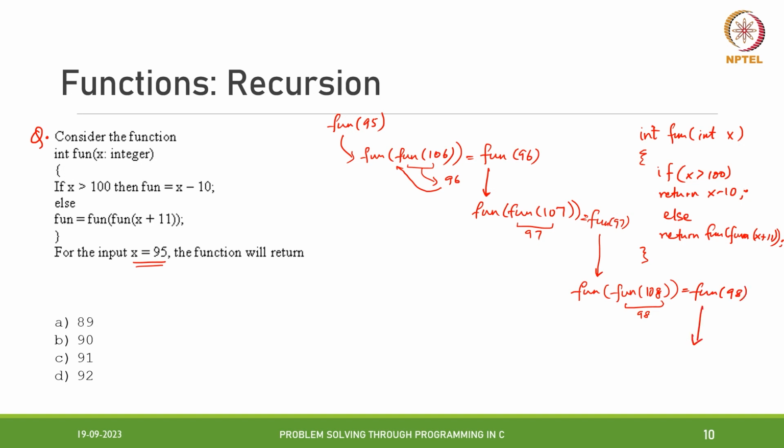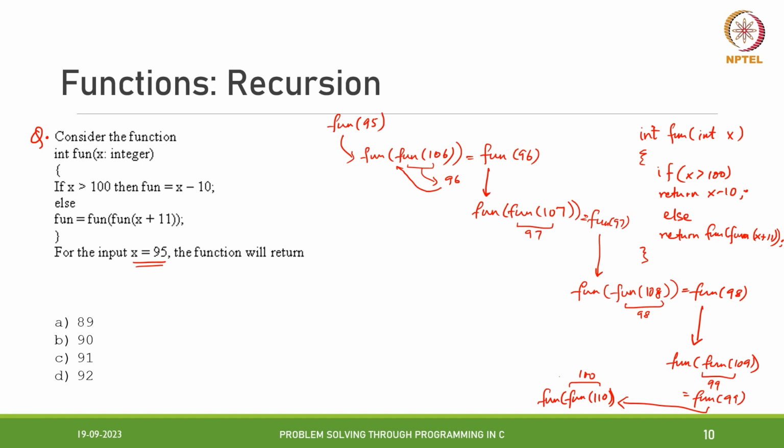How does this work? Fun of 98 will again try to call fun of 109, right? What is fun of 109? 99. So this will become fun of 99. Now this fun of 99, what does it call? It calls fun of 110, right? So 110, what does it become?